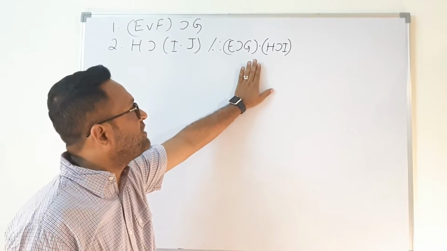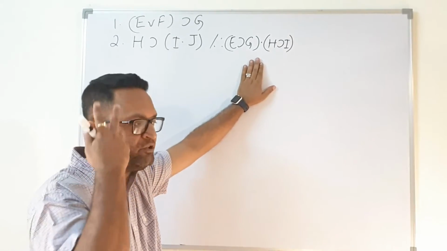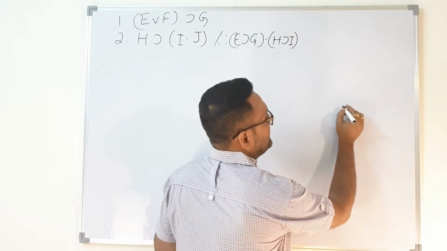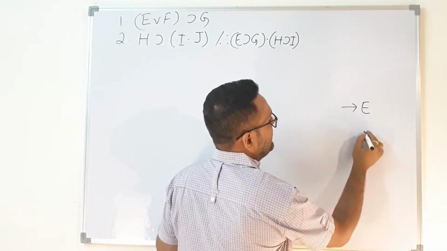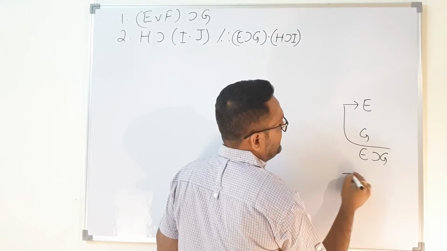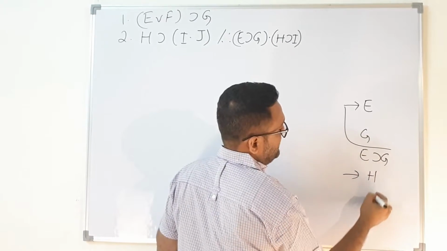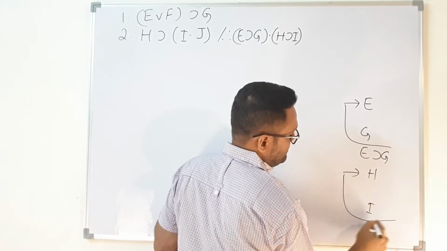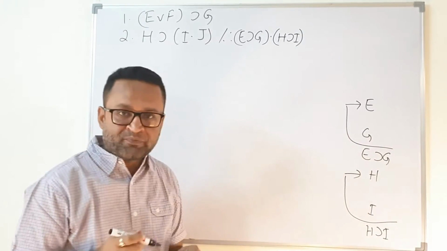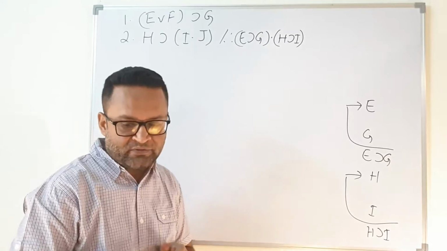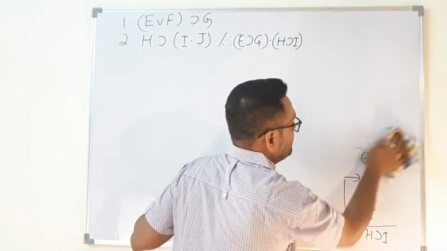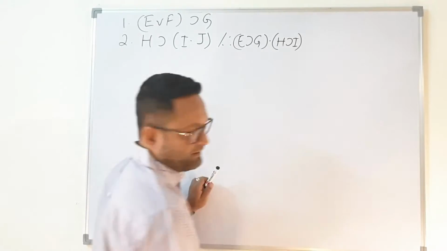Now, before solving this question, we need to develop a strategy. What should be the strategy? If I assume E and create G, I will get E implies G. Then I need to assume H and create I, so I will have H implies I. Then I will conjoin these two. So that is the strategy of solving this question.